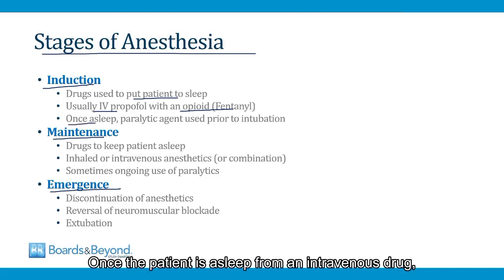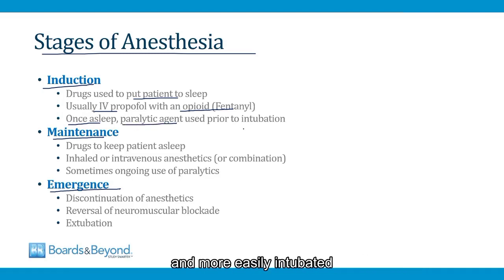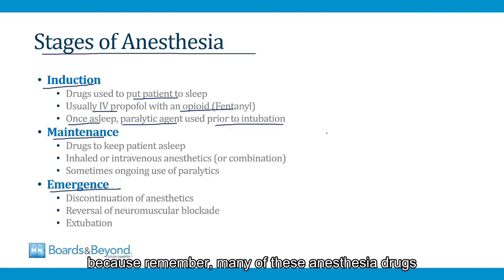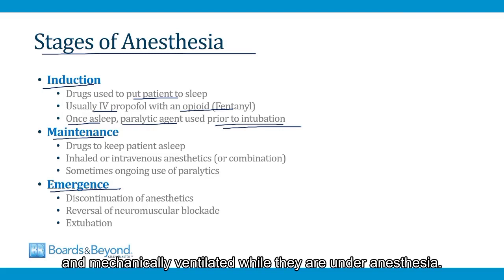Once the patient is asleep from an intravenous drug, an anesthesiologist will often administer a paralytic agent so that the patient can be paralyzed and more easily intubated and placed on mechanical ventilation. Because remember, many of these anesthesia drugs cause respiratory depression, so usually patients need to be intubated and mechanically ventilated while they are under anesthesia.